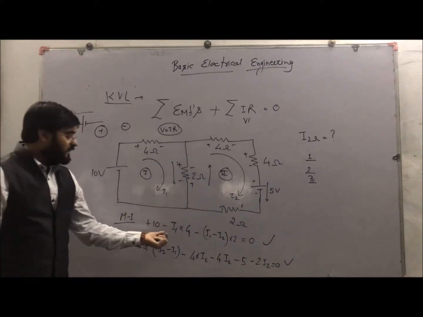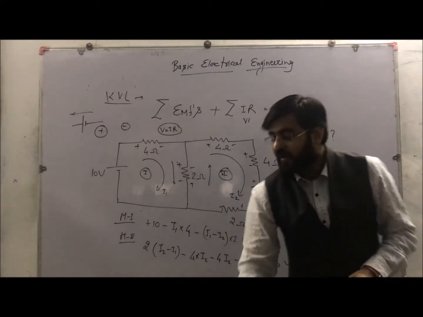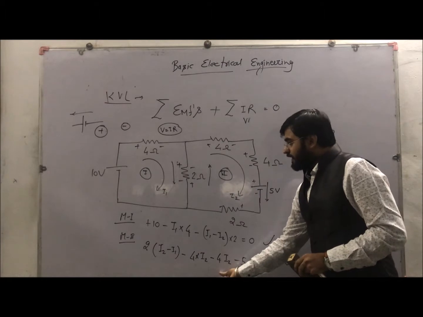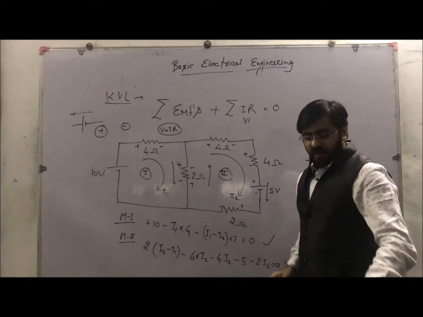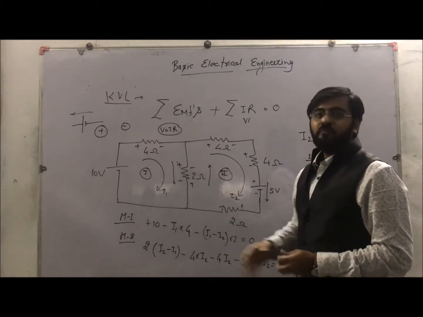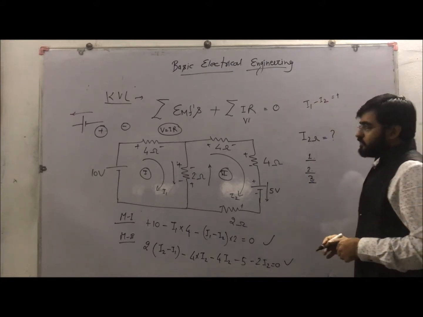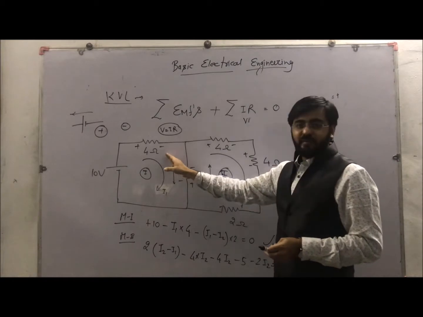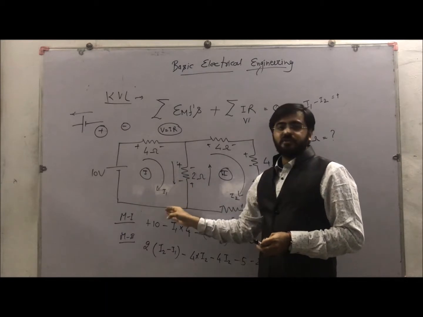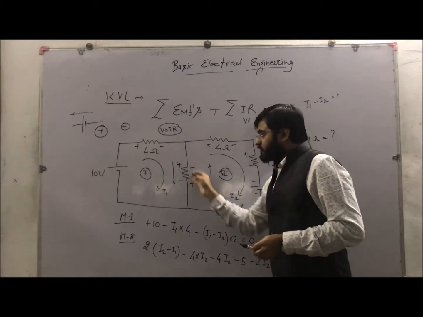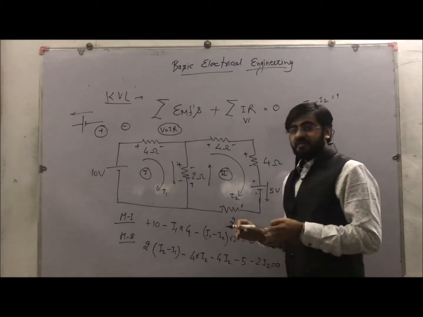There are two variables, I1 and I2. We can solve this by the substitution method and find the value of I1 and the value of I2. From the values of I1 and I2, we can subtract and find the current flowing through the 2 ohm resistance. If I1 minus I2 is positive, then I1 is greater, that means the current direction is this. If this is negative, then the current direction is this. We have to tell the current with the direction also.